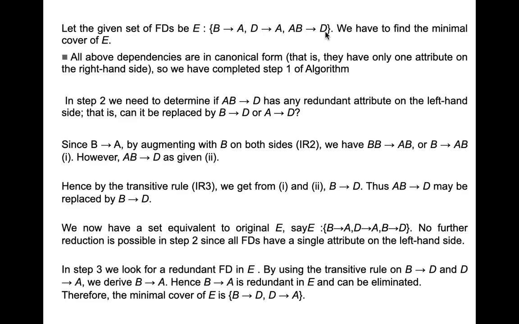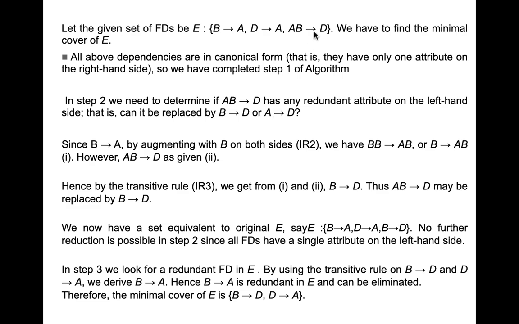So the question is, can we replace this AB gives D? In the second step, we need to determine if AB gives D has any redundant attribute on the left hand side. That is, can we replace AB gives D by B gives D or A gives D? How this came is, can we remove B from this and write A gives D, or can we remove A from this and write B gives D, and still it is equivalent? So how to find this out is a tricky part. Try to concentrate on this.